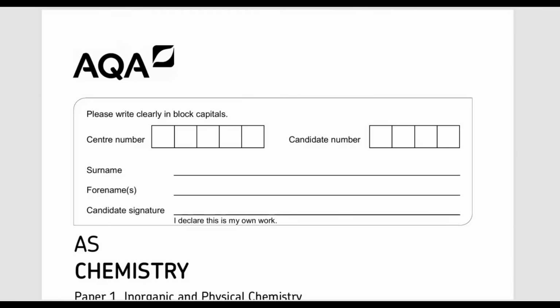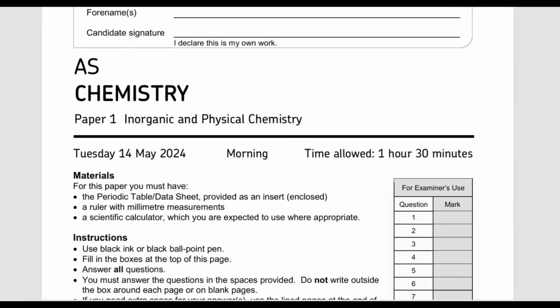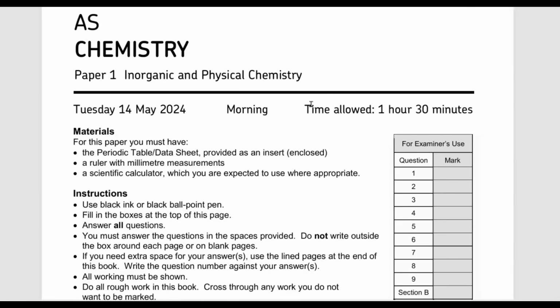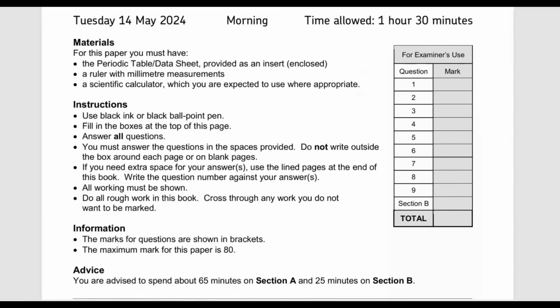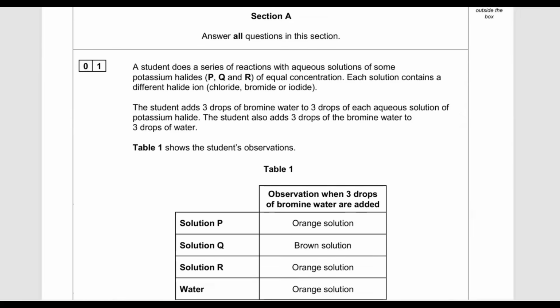Okay, guys, welcome to Let's Get to the Marks, going through the AS Chemistry Paper 1 Inorganic and Physical Chemistry walkthrough for 2024. This is the Paper 1. It's an hour and a half. You've got 9 questions, followed by Section B, which is the multiple choice. I suggest you pause the video, have a go at the question, then unpause and watch the explanation.